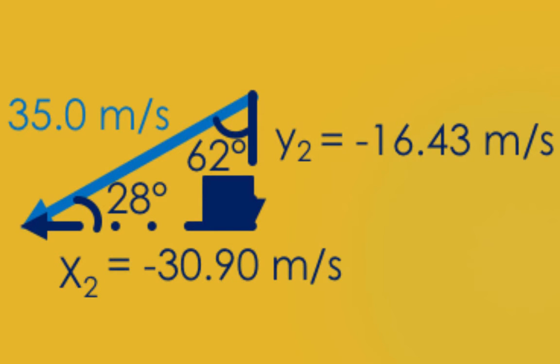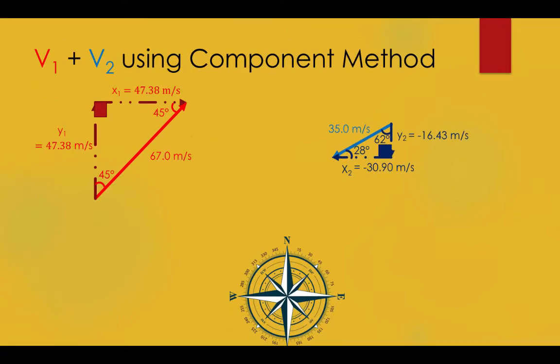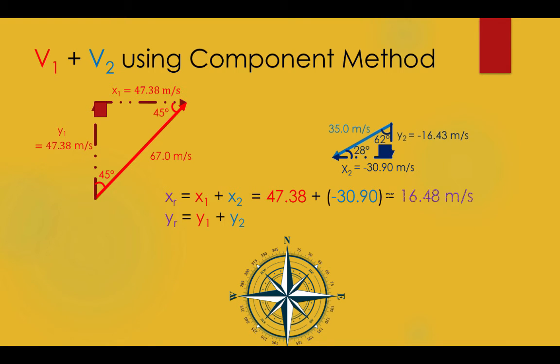Now if we add up the x's and add up the y's, we get our resultant vector VR. The x resultant equals x1 plus x2, and the y resultant equals y1 plus y2. The x resultant is 47.38 plus negative 30.90, which makes 16.48 meters per second. The y resultant equals 47.38 plus negative 16.43, making the resultant 30.95 meters per second.